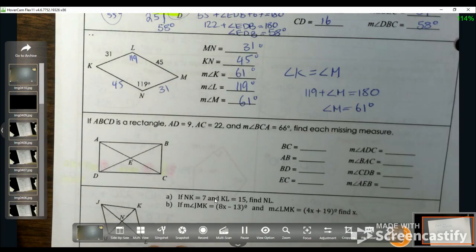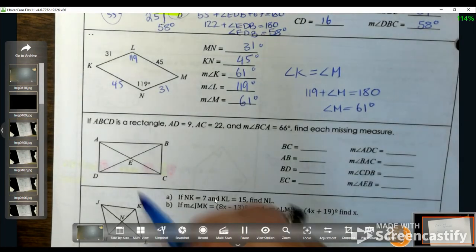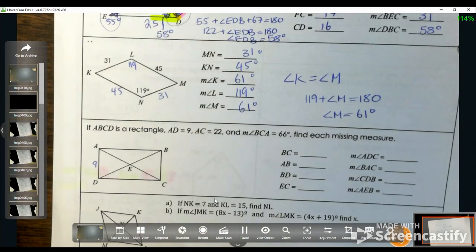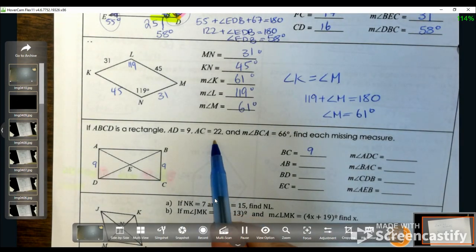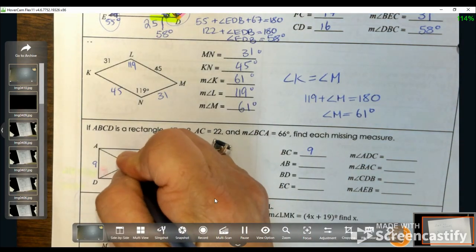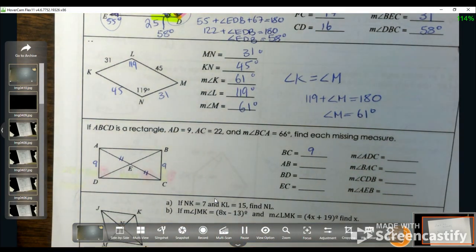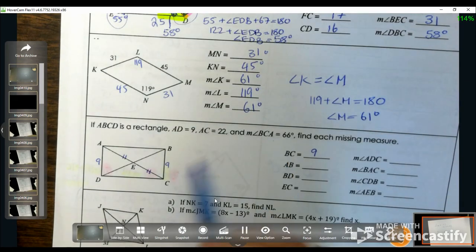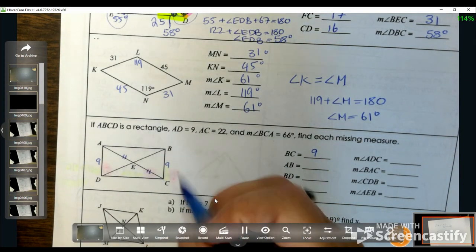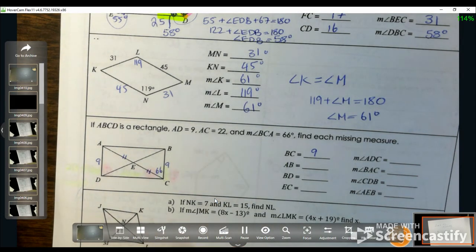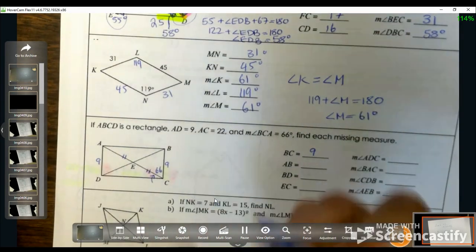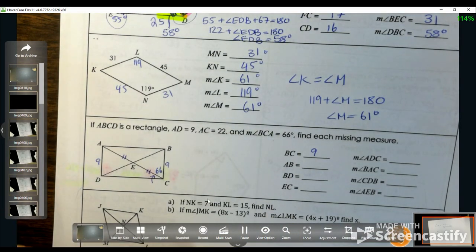ABCD is a rectangle. AD is 9. So that means BC is 9. AC is 22. That means each piece is 11. And BCA is 66. Okay. That means this angle over here is 90 minus 66, because we know rectangles have corners that are 90 degrees, and that's 24.